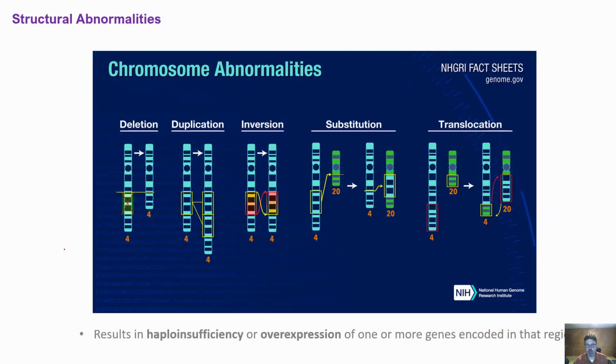All right. Now, with that said, our next group will be the structural abnormalities. So structural abnormalities can result several different ways. You can have a deletion of part of a chromosome, a duplication where you make a copy, an inversion where you flip part of the chromosome over, or you can have some type of substitution or translocation. So the idea here is that this can result in haploinsufficiency, where you do not have enough of the genetic information, or an overexpression of the genes that are being encoded. So you've got to have just the right amount. Too little will result in bad things. Too much will result in bad things.